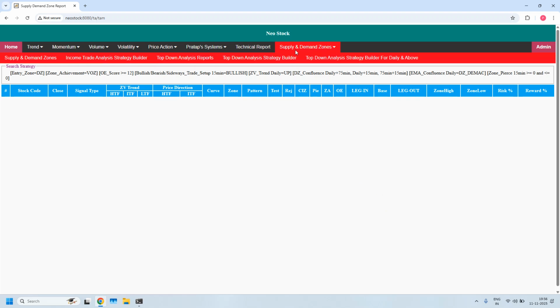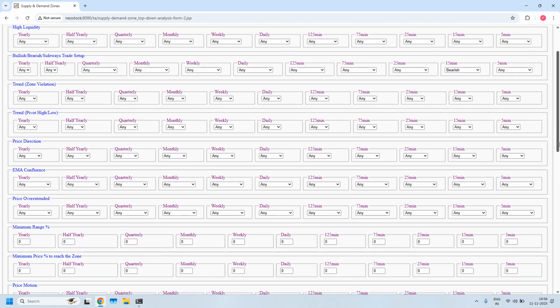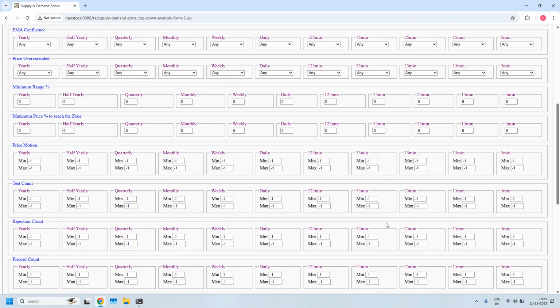Okay, next let us generate bearish trade setup for daily income trade. Entry time frame 15 minutes, entry zone supply zone. Bullish or bearish at 15 minutes, I am selecting bearish, zone achievement violated, opposing zone, minimum odd enhanced score should be 12, and also 15 minutes supply zone should not be pierced. So in the pierced count parameter at 15 minutes time frame, minimum value should be 0, maximum value 0.